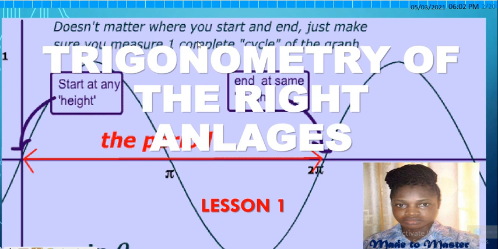You should be able to define degree measures. You should be able to define complementary angles and supplementary angles. You should be able to define radian measure. You should be able to convert from degrees to radians and from radians to degrees. And you should be able to apply radian in the solution of right angle triangles. So let us continue with this lesson, guys.